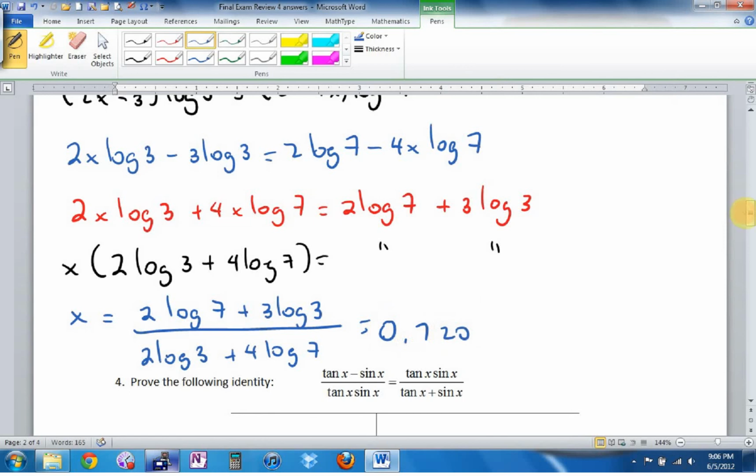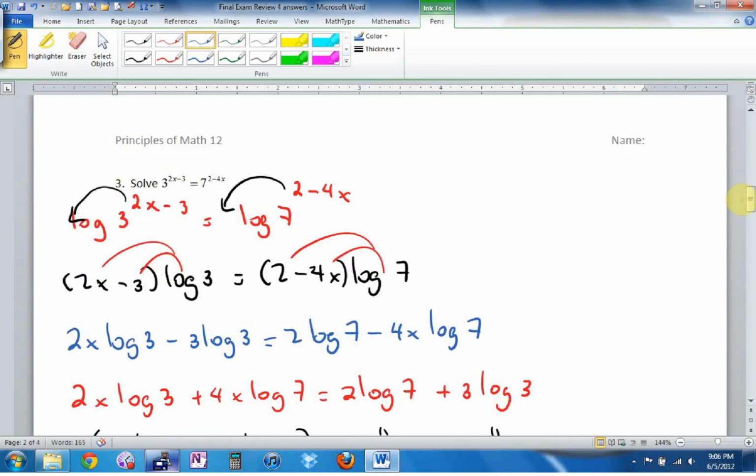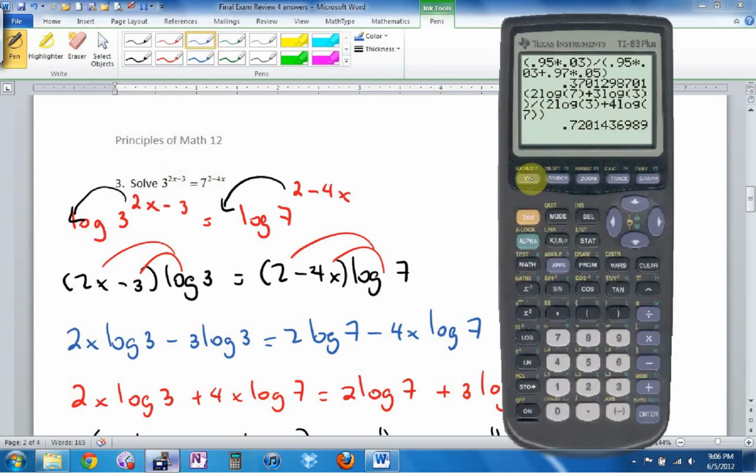Of course, I can always check by being clever. I can go back to this first line, graph this as left side, graph this as right side, and find where they cross. I can go into my y equals, clear whatever I have. I can go 3 to the power of bracket 2x minus 3, close bracket. I can go 7 to the power of bracket 2 minus 4x, close bracket. Pick a view window. Usually I go zoom standard as my first guess. That's a 10 by 10 by 10 by 10 window.